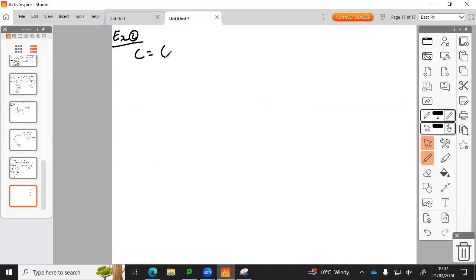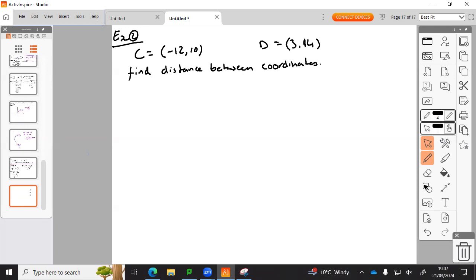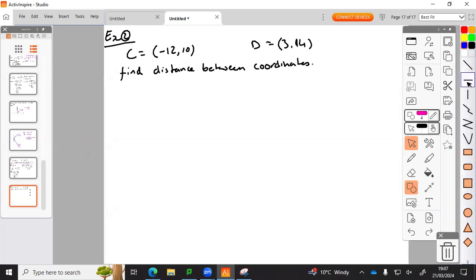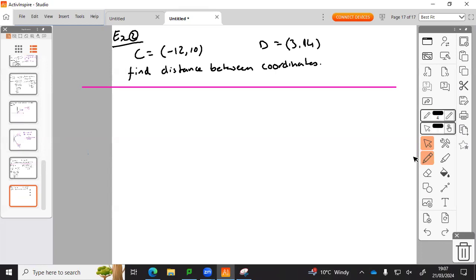Coordinate C minus 12, 10. Coordinate D (3, 14). Find the distance. Same process.